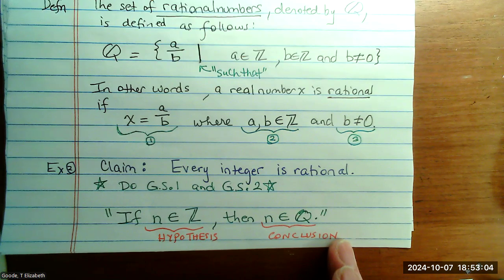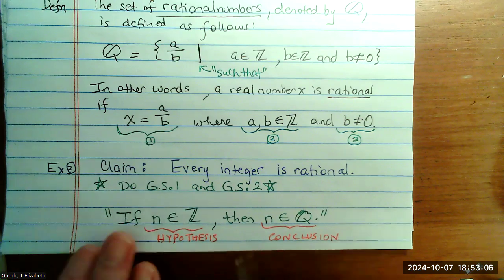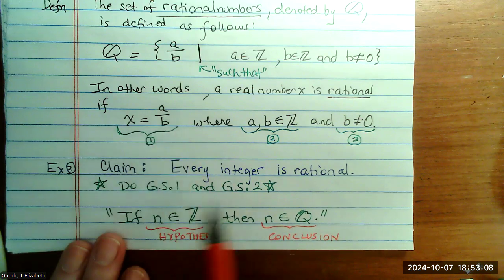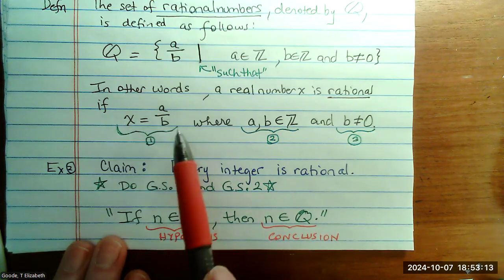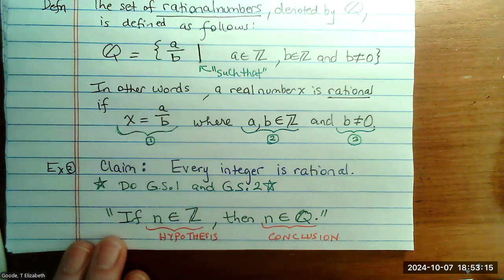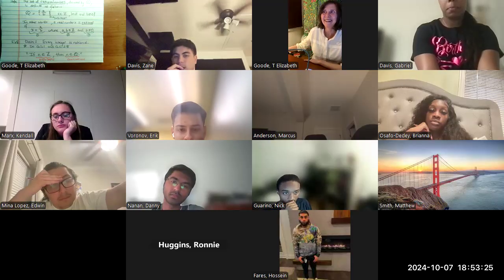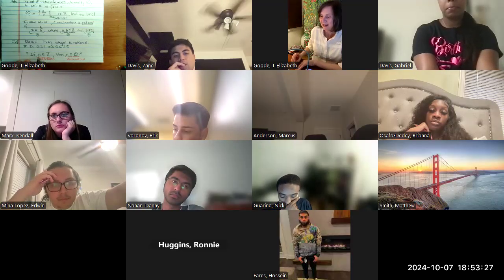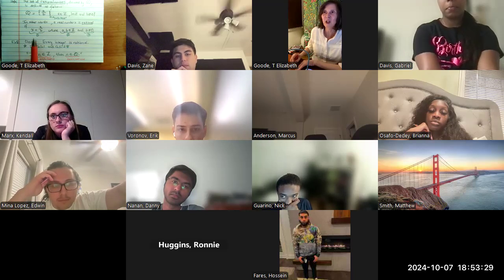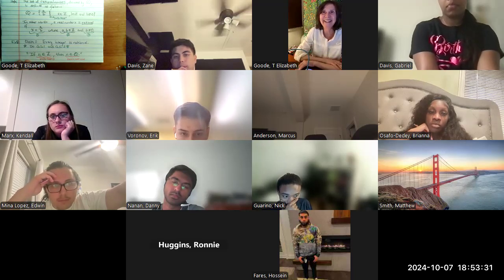How are we going to prove that? Let's look at the definition of rational. If we've got an integer n, we need to be able to write it as a over b, where a and b are integers. Anybody got any ideas about how we could make that happen? Let's look at the gallery. Let's see if anybody's got any ideas about how we could make an integer n look like an a over b.